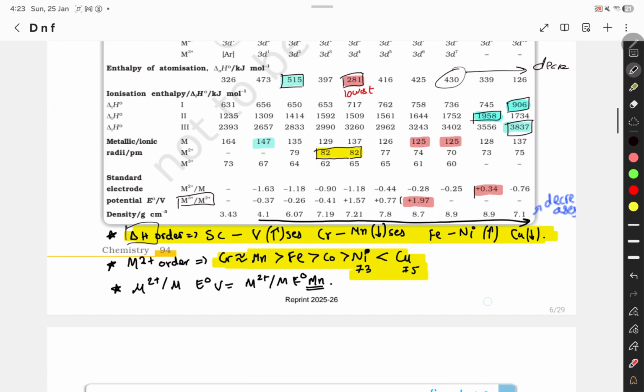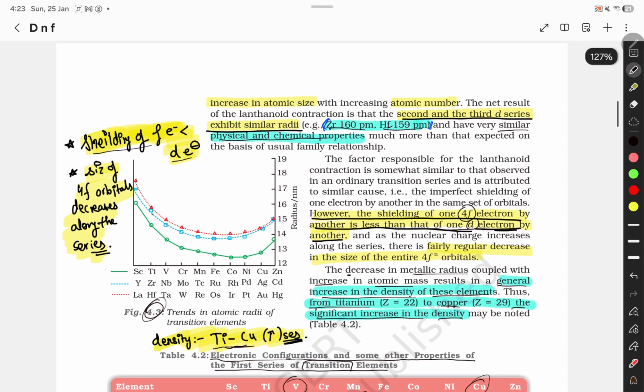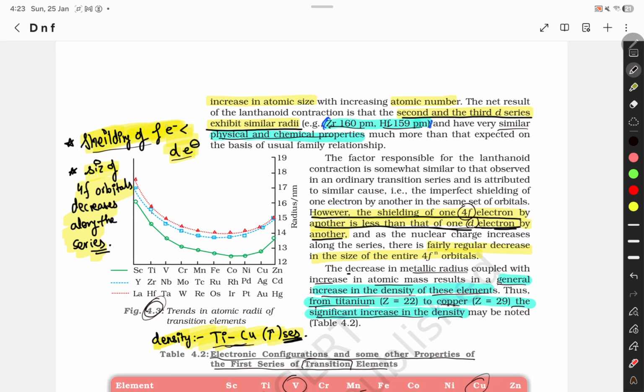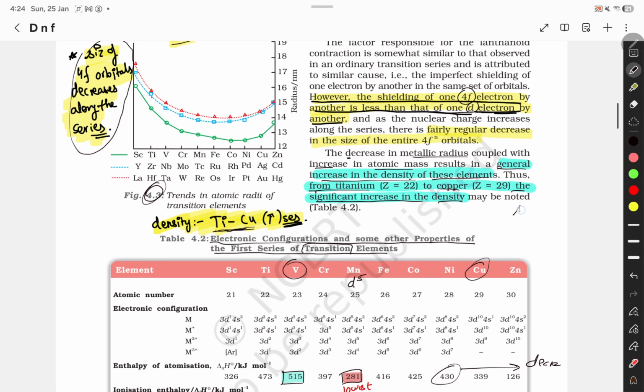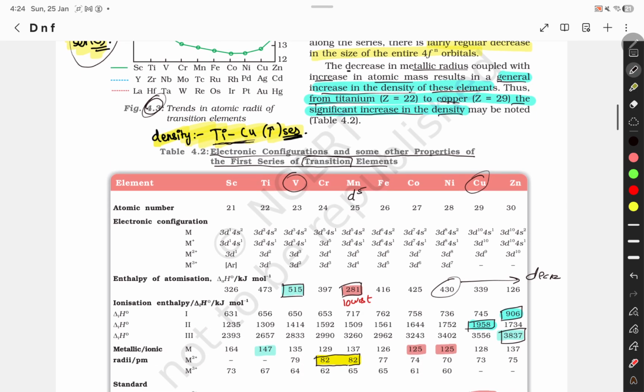The order is there in the table. They have said why this is actually very low. Talking about shielding of the f electron or d electron, the f electron is a worse shielder than the d electron, so that's why the radius decreases a lot. Size of 5f orbitals decreases along the series, because you're adding more electrons, so nuclear charge increases. From Ti to Cu, density will increase, because it's mass by volume, and you put your logic.